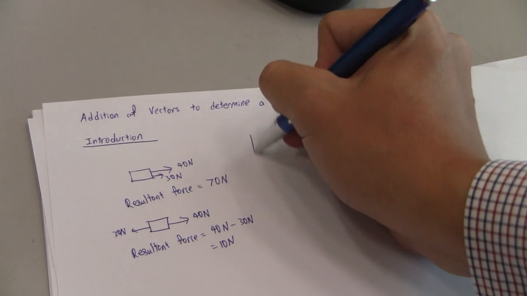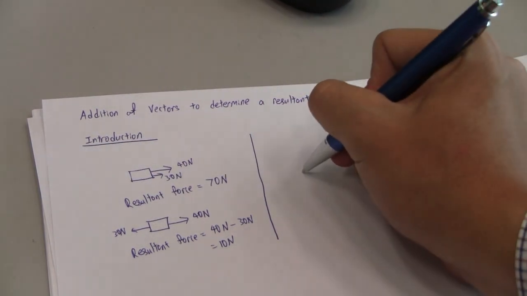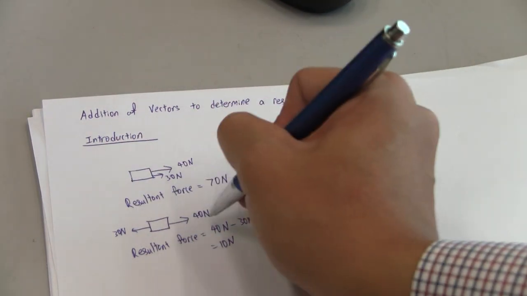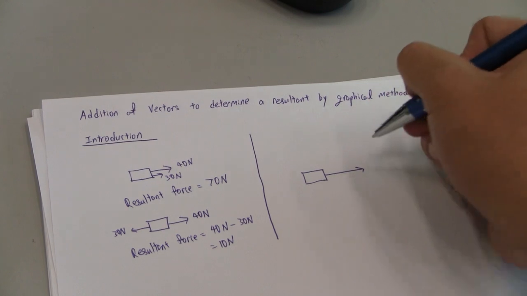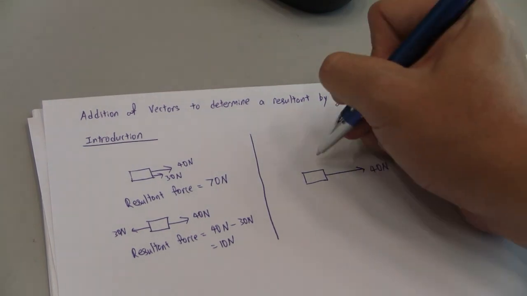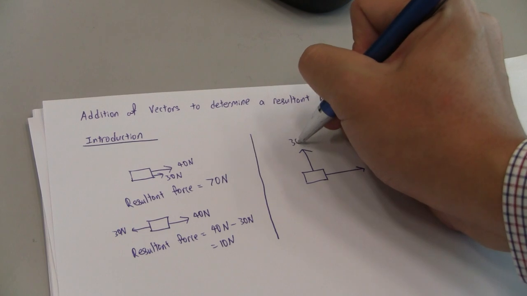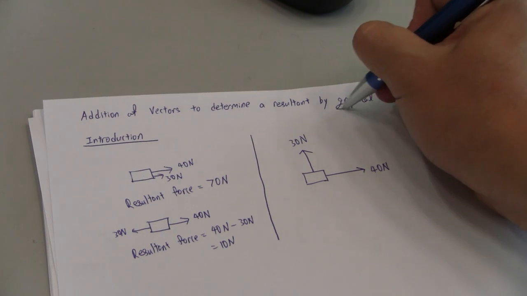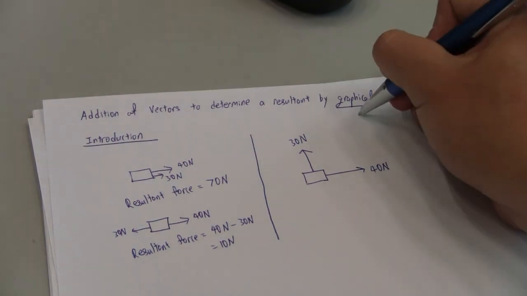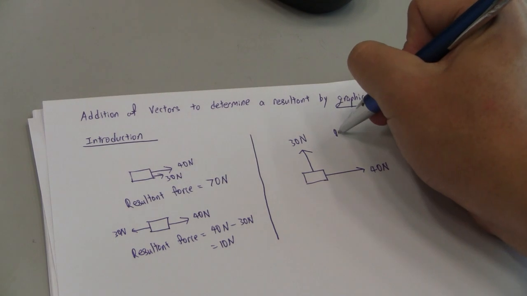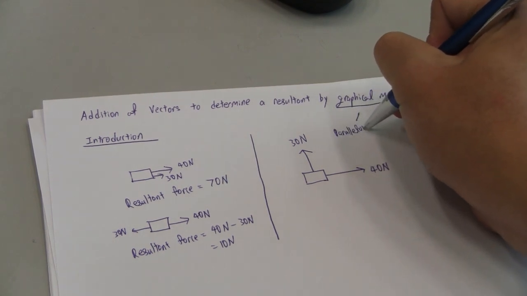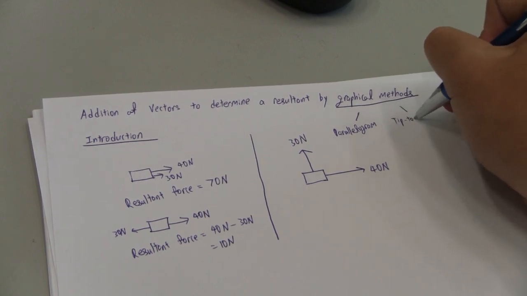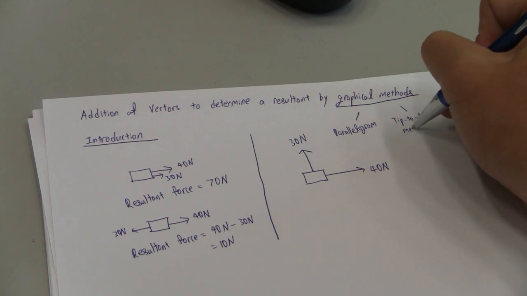Now, what happens when I have a new scenario, an object acted on by forces which are not in parallel directions? Instead, they are at an angle from one another. To solve such questions, we will need to employ graphical methods. And by graphical methods, we have two methods. One is our parallelogram method, and the other is the tip to tail method.